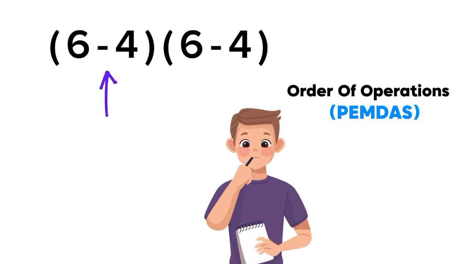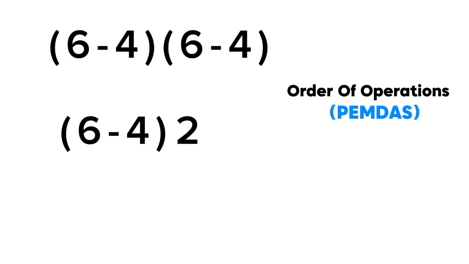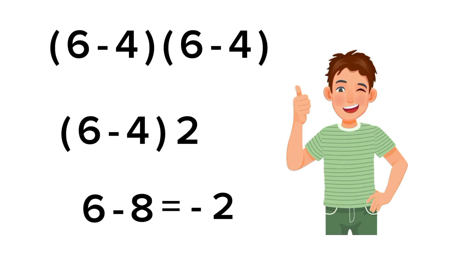So, step by step, inside the parentheses, 6 minus 4 gives us 2. Now our expression becomes 6 minus 4 times 2. Next, since multiplication comes before subtraction, we first do 4 times 2, which equals 8. Then 6 minus 8 equals negative 2. So, our final answer is negative 2.